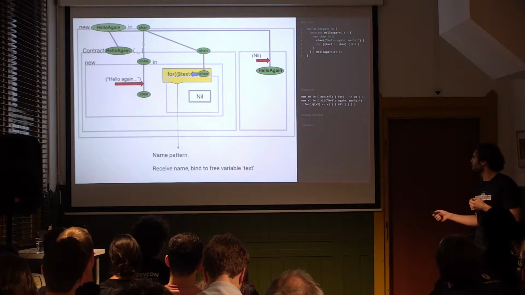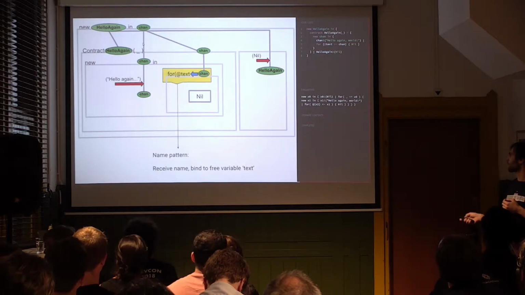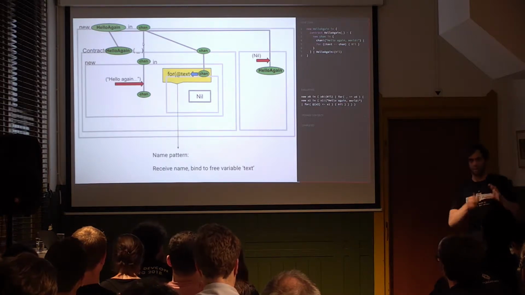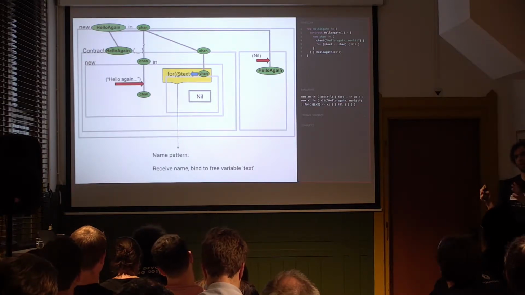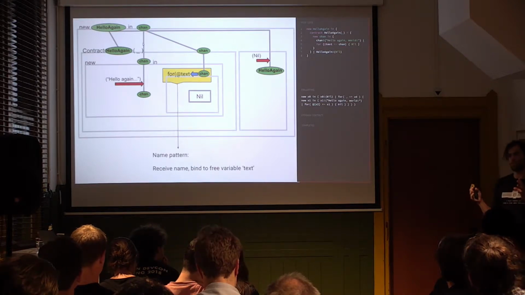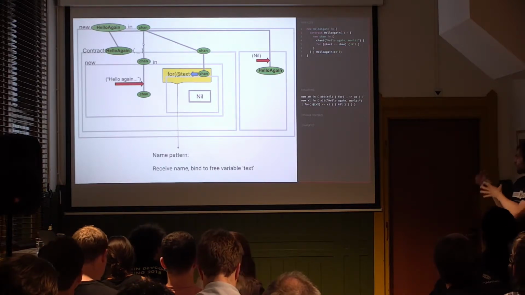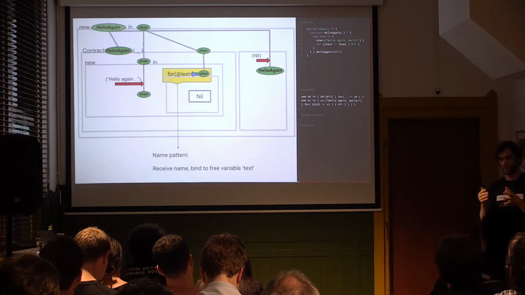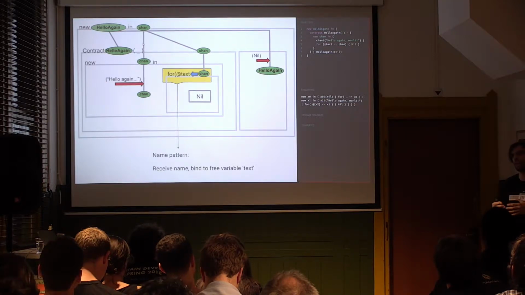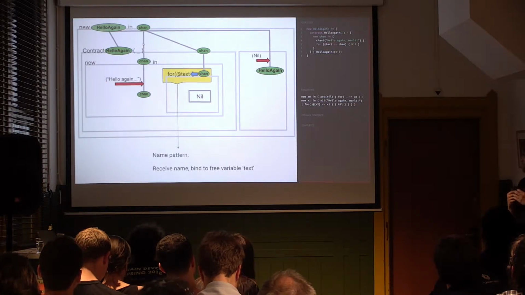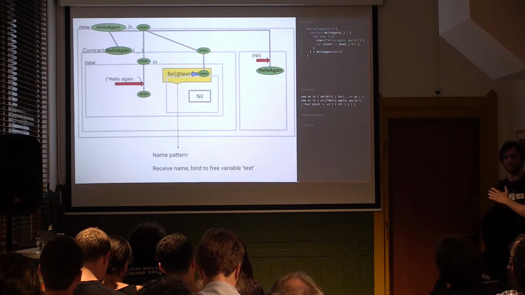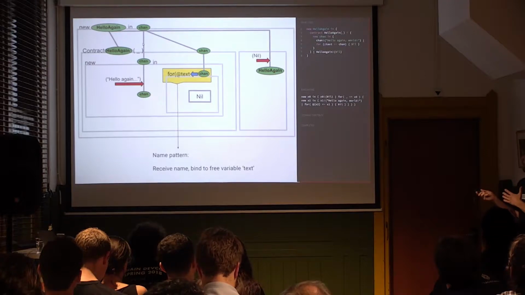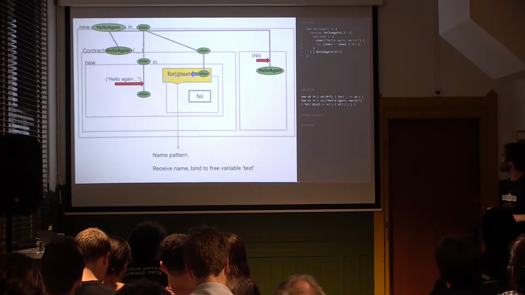I wanted to go a little bit more into this expression here with the name pattern. So add text is essentially a pattern, which means that it's looking for a specific process on the channel chan, and when it detects this, it essentially receives this as a name, because you can only receive names on a channel, quotes this, so interprets this as a process, and binds this to the free variable text. So now we can use this process under the moniker text. Pretty easy.